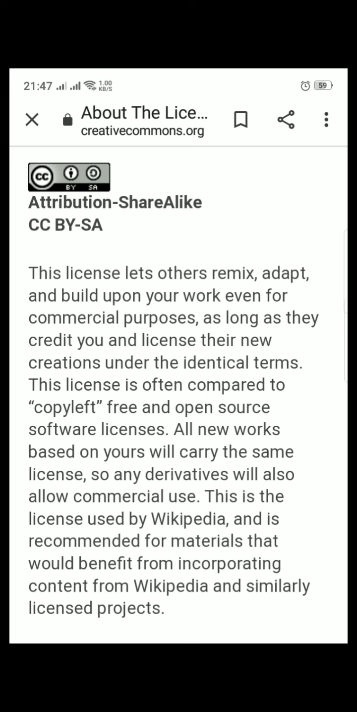Suppose you have a research paper and you have presented one idea of a new teaching methodology. They can adopt that teaching methodology and use it in their classroom. But they don't need to pay you because you have this license.